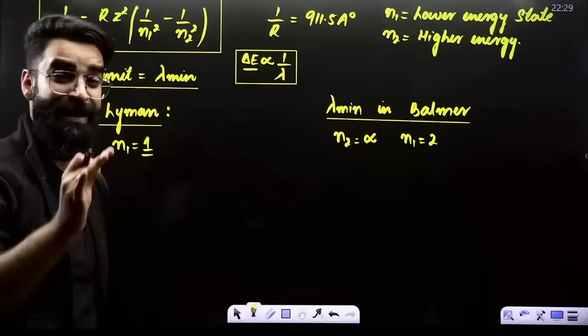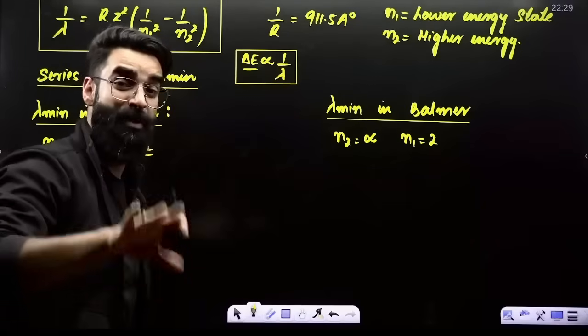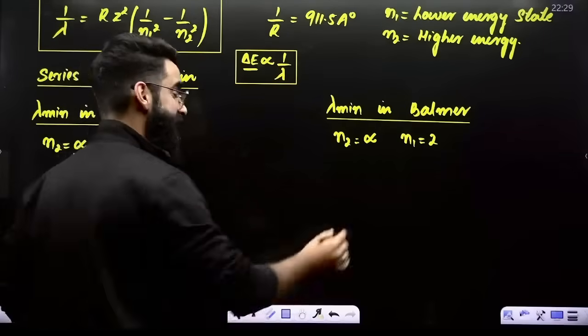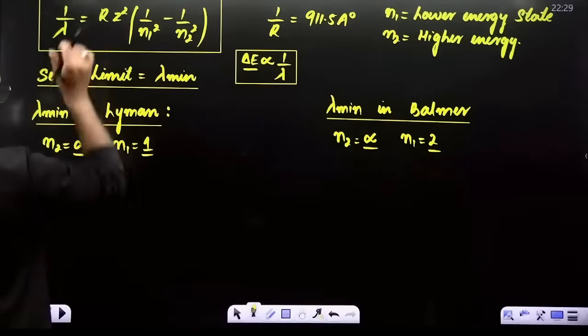Similarly, lambda minimum, or you can say series limit in case of Balmer series. In case of Balmer series, when can lambda be minimum? Lambda can be minimum if energy gap is maximum. In case of Balmer, energy gap is maximum when the electron makes a transition from infinity to 2. That's all, you're done. Put these values in this expression.